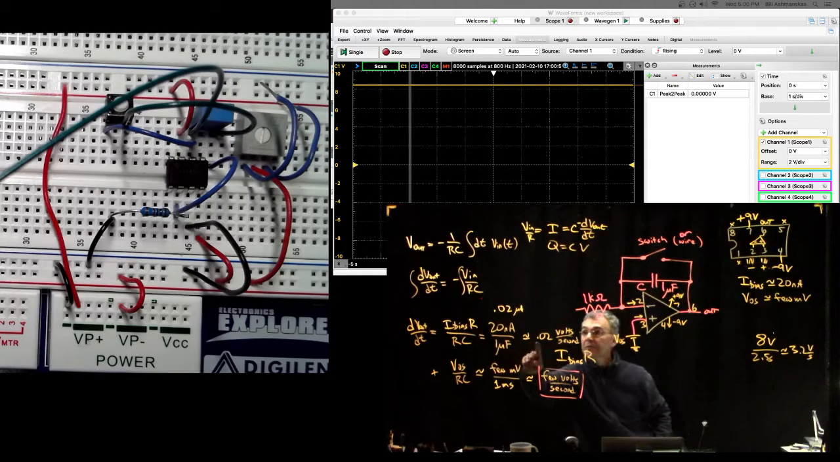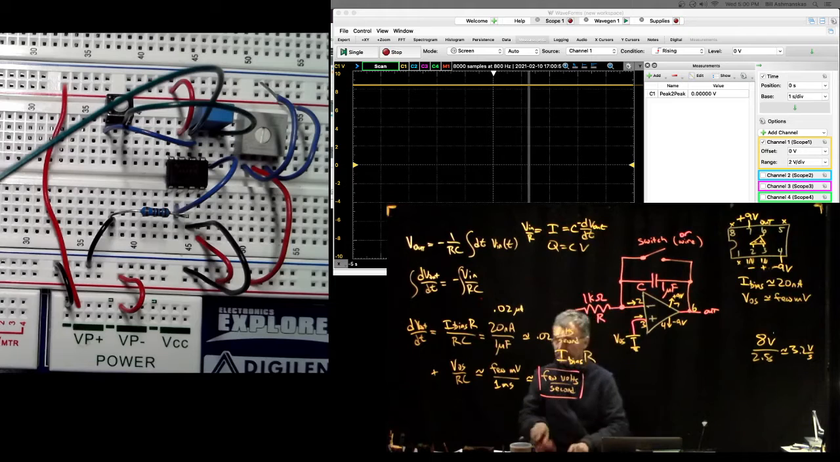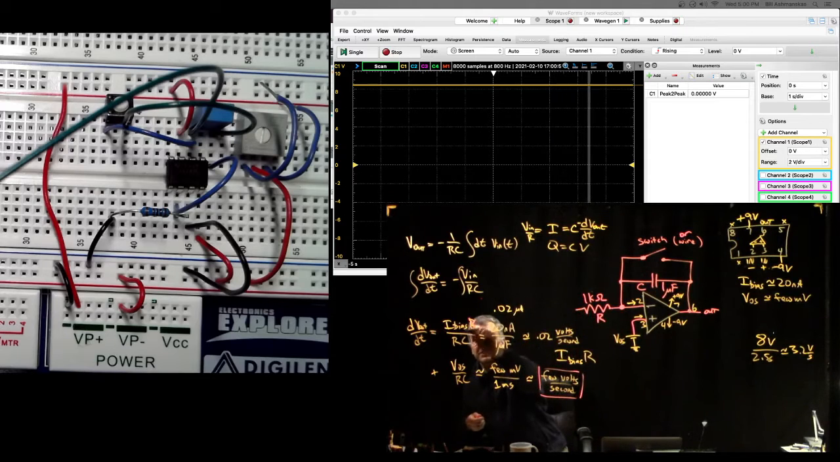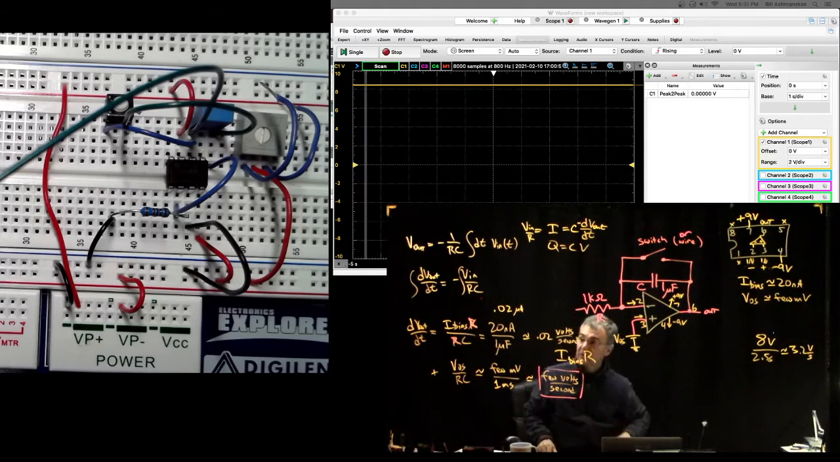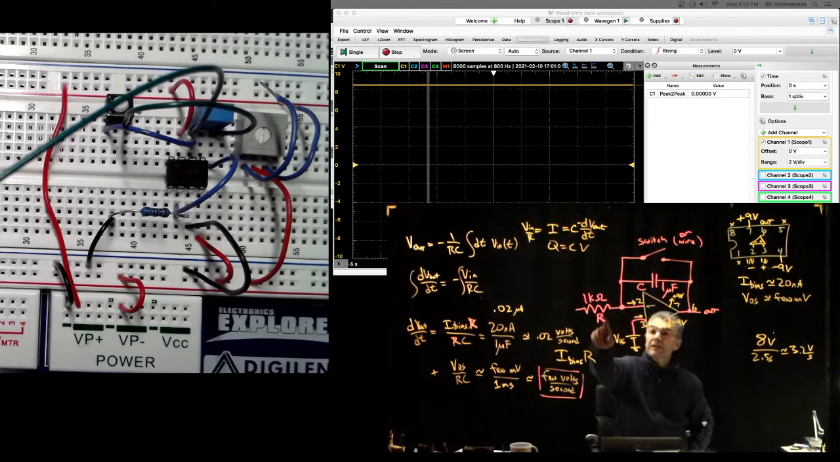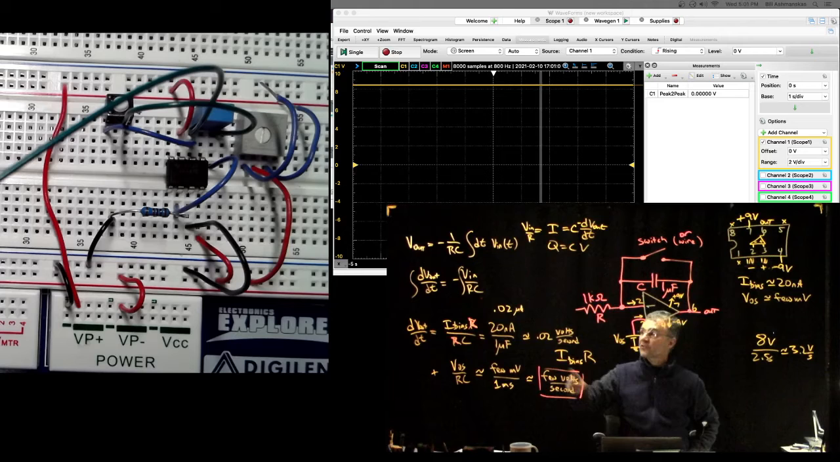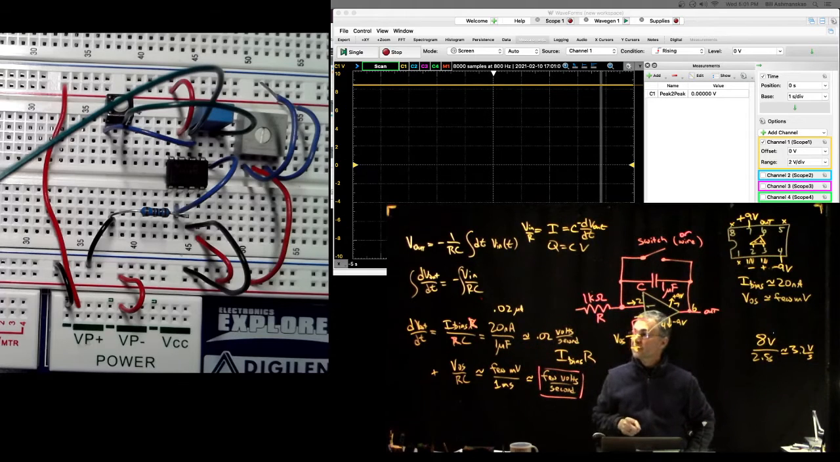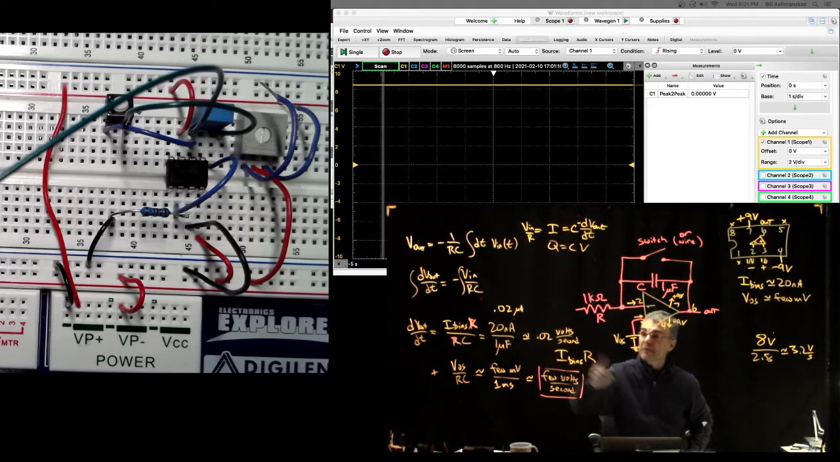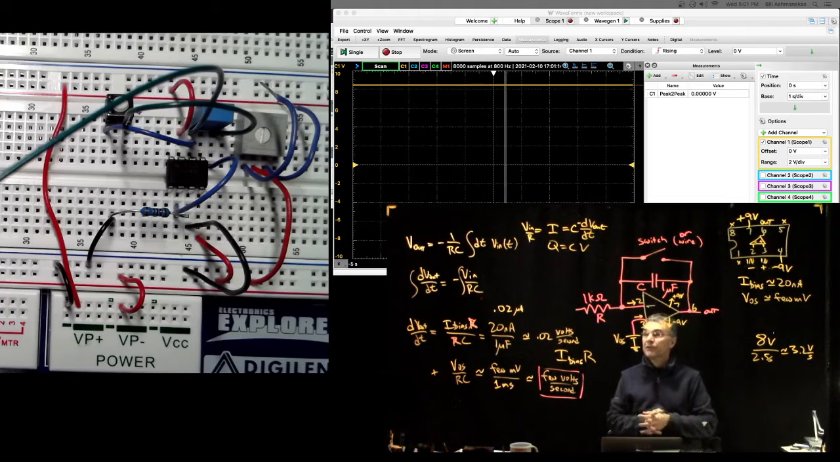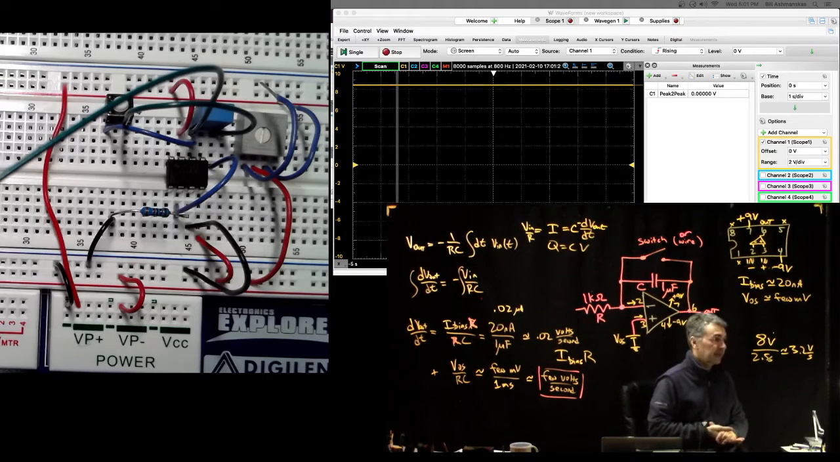There's just this Ibias over C, right? So this R doesn't matter because you can cancel it top and bottom. So it's as if you really erased this resistor. So then we'll just see this Ibias over C term, which I think is going to be a lot slower. I think it's probably going to take seconds, maybe tens of seconds, to go even a volt when we do that.